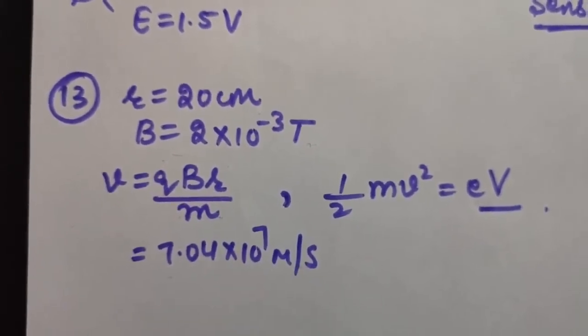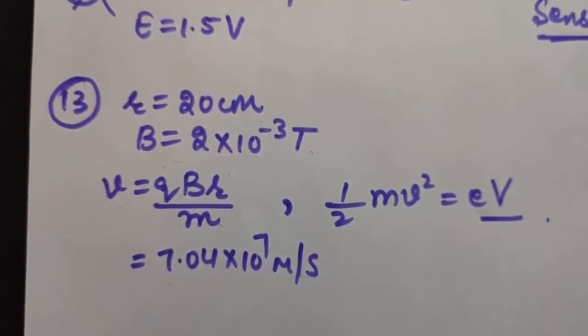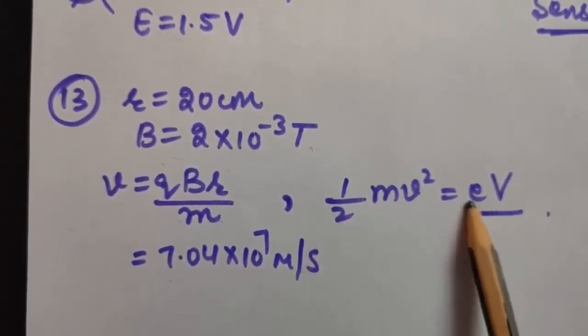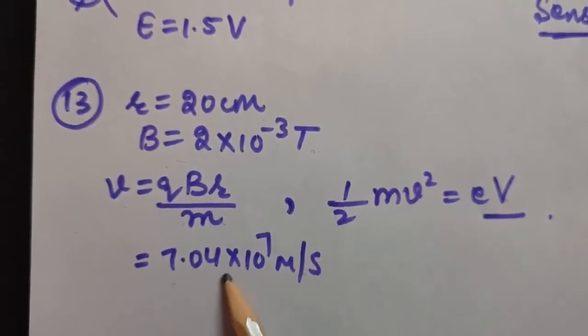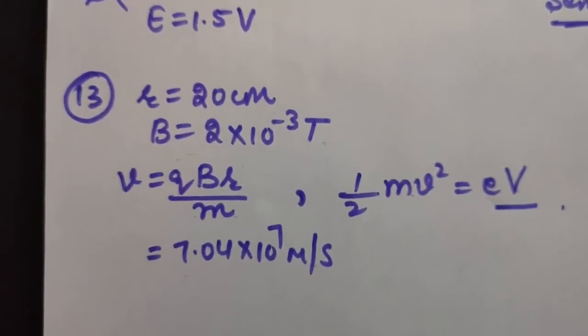Okay. After that it is asking what is the potential difference through which the electron must be accelerated. So as you know, kinetic energy of the electron is given by eV. So you have v from here, you know m, you know e, so you can calculate the potential from here. Okay.